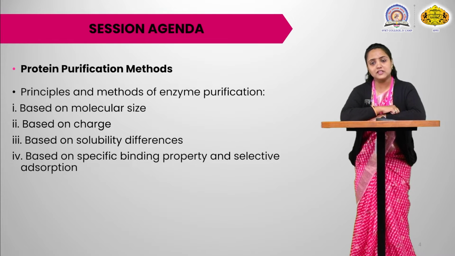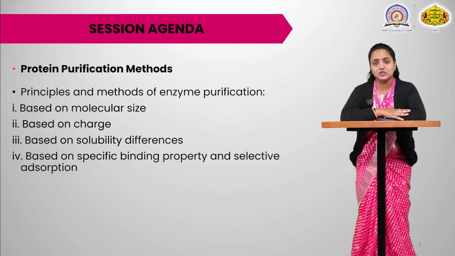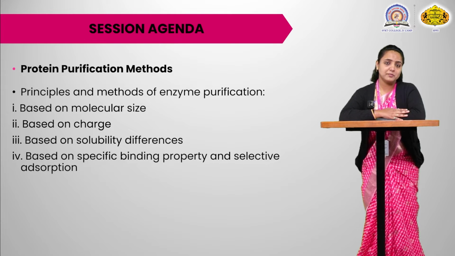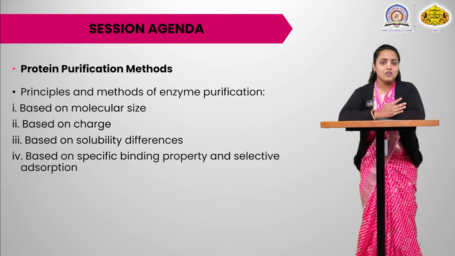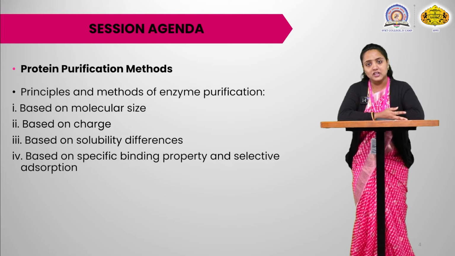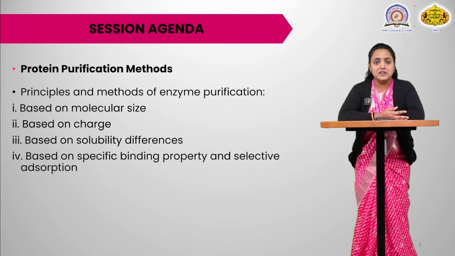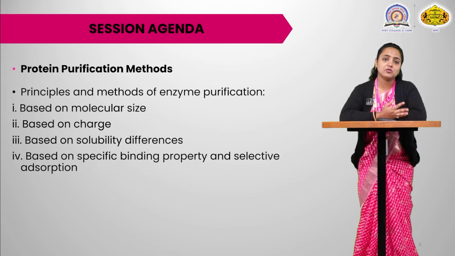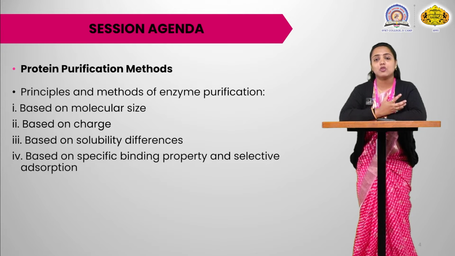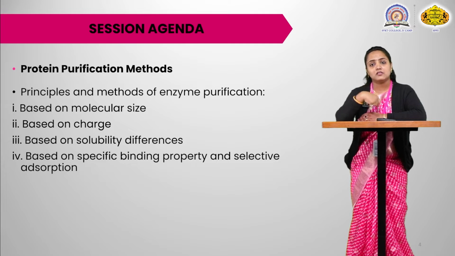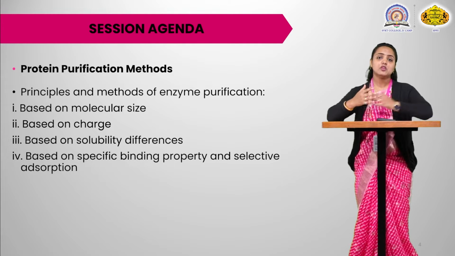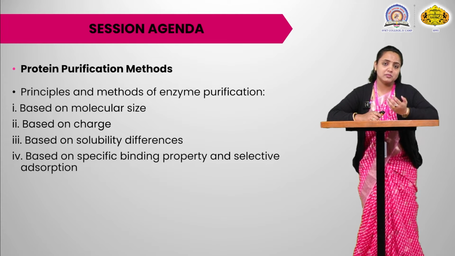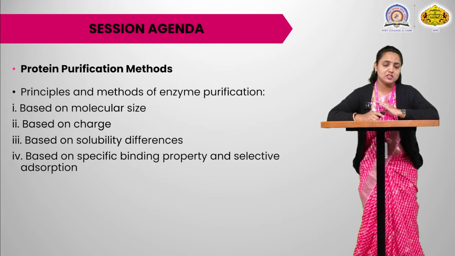On the charge basis, ion exchange chromatography or electrophoresis are used, in which the cation and anion exchangers are used to purify the protein on the basis of the charge. On the solubility differences, salting in and salting out methods are used, in which the ammonium sulphate precipitate is going to be formed. In salting in, the molecule is solubilized, and in salting out, the molecule is precipitated, and that precipitated molecule we are going to take as the purified enzyme. In the solubility differences, the precipitation method is used.